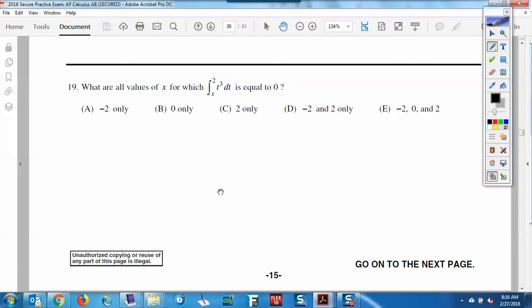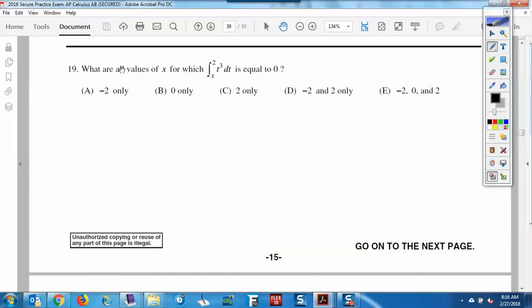So anyway, hopefully by the time we get to the final AP test. What are all the values of x for which this is equal to 0? What do you think of when you see this right here? Think of the t cubed. I would hope you would think of t cubed as a graph. You can't use x in here because there's an x down here.